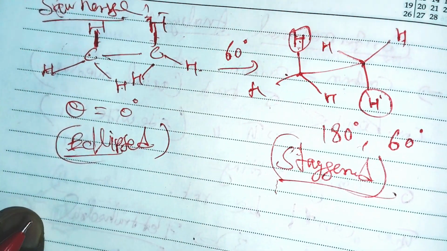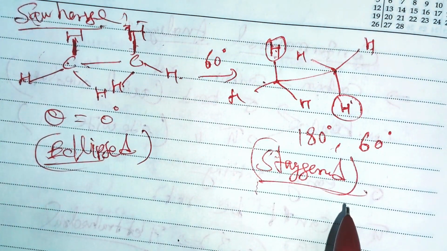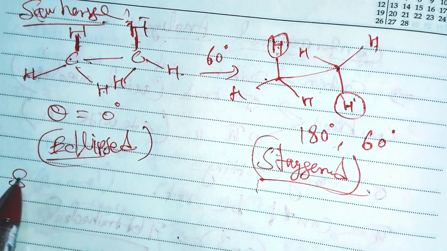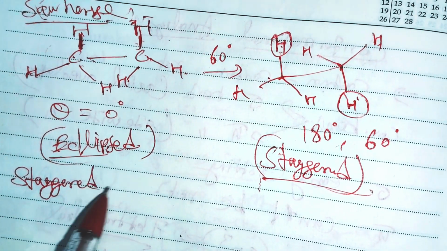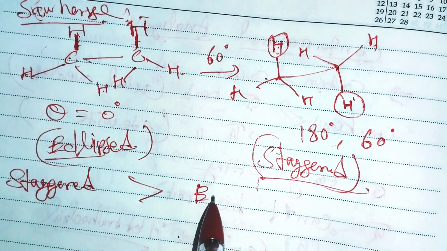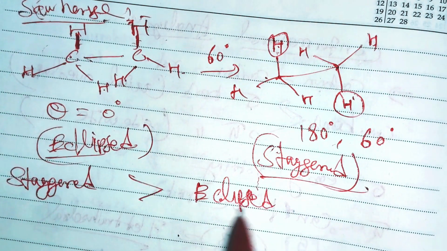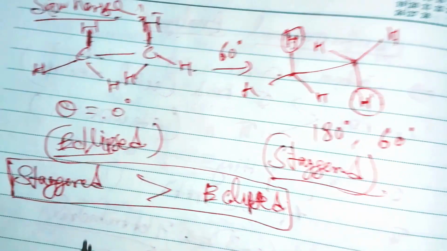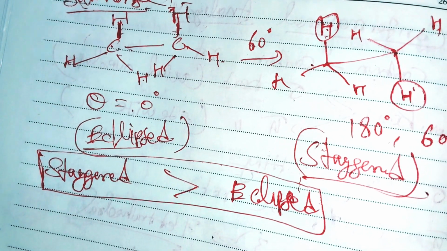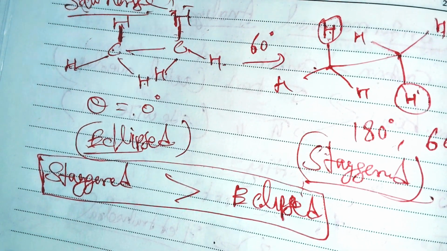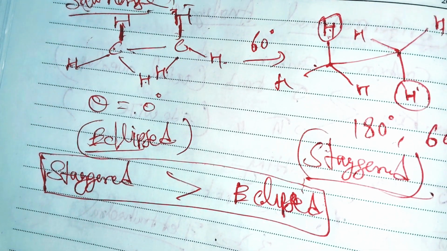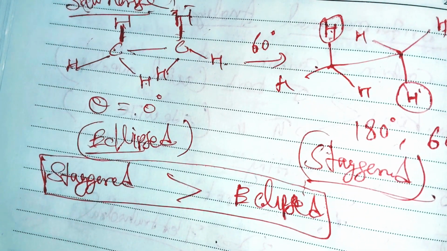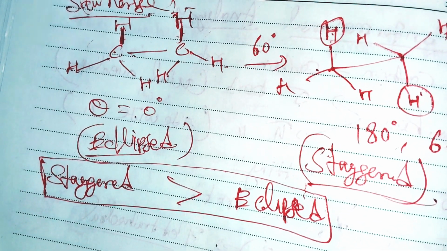From here, the staggered conformer is more stable compared to the eclipsed conformer, because the eclipsed has a 0 degree dihedral angle. So the bonded electron repulsion is much higher compared to the staggered conformer. Whenever a molecule is more strained, it is less stable.